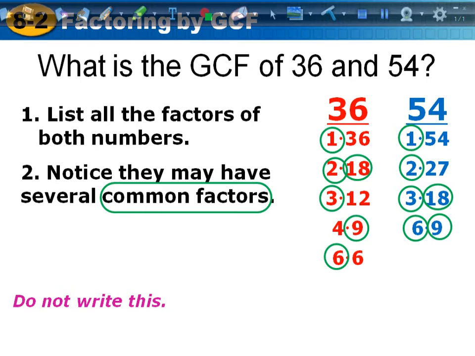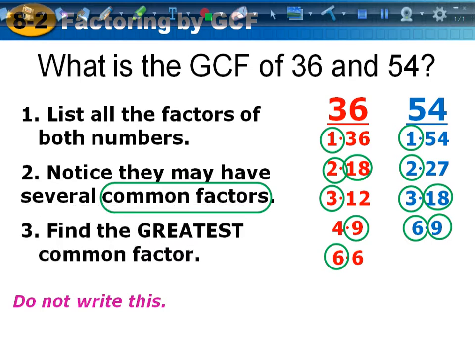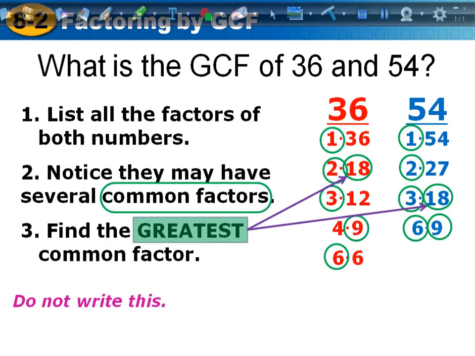Now I'm looking for that greatest number that they have in common. Not just any number, but the greatest number has to be the greatest. And here the greatest number that they have in common is the 18. So the GCF of 36 and 54 is 18.